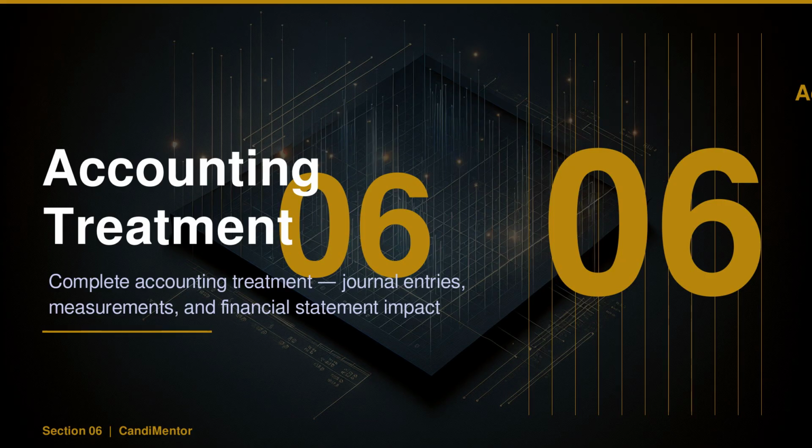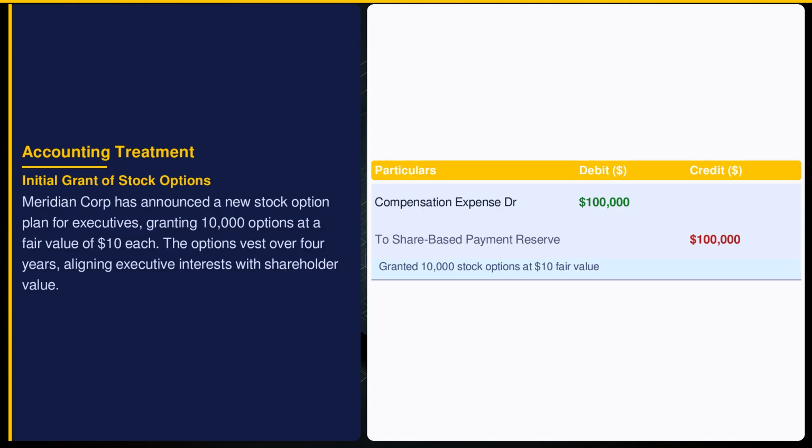Meridian Corporation, a leading multinational in electronics, grants stock options to key executives as part of their compensation package. Witness how these options flow through the financials, impacting everything from expense recognition to equity accounts over the entire vesting period. The initial grant of stock options sets the stage for recording compensation expense. According to International Financial Reporting Standards 2, expense is recognized over the vesting period.